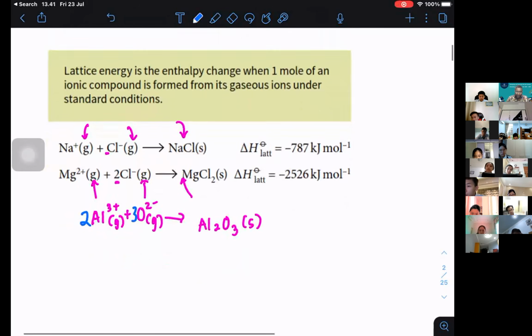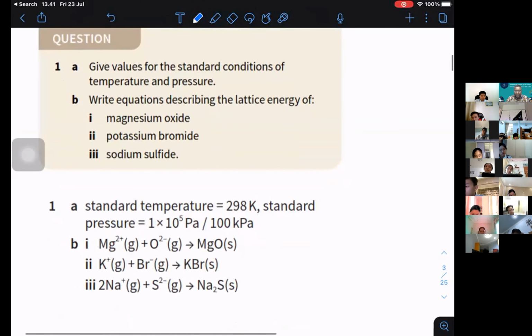So if you move on, for example, give values for standard condition of temperature and pressure, because we always use standard conditions. So what does it mean? The standard condition, the pressure and temperature. Temperature is 298 Kelvin, and the pressure is normally 101,000 pascal, or 101 kilopascal. But in your syllabus, to make it simple, we just change it to 100,000, which is 100 kilopascal. So we make it like that.